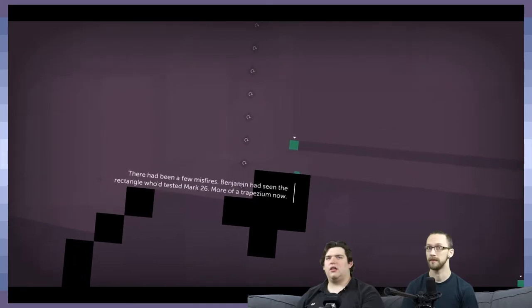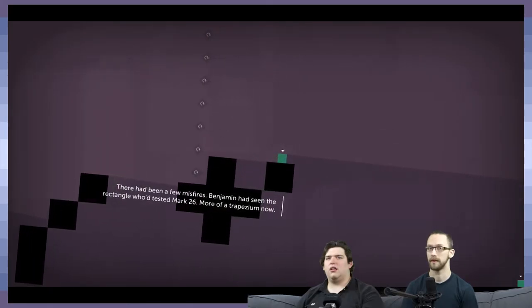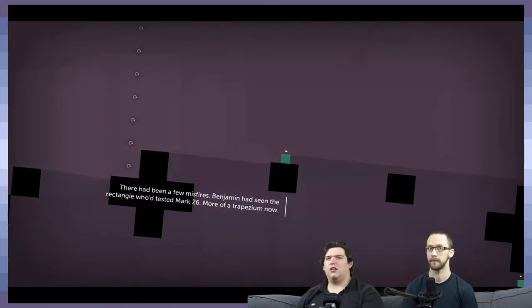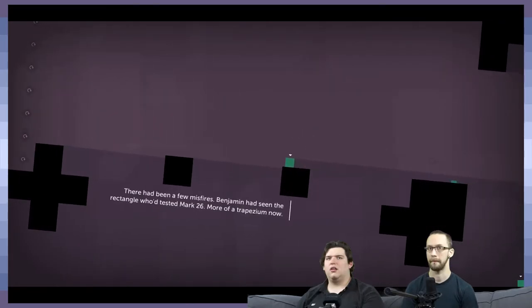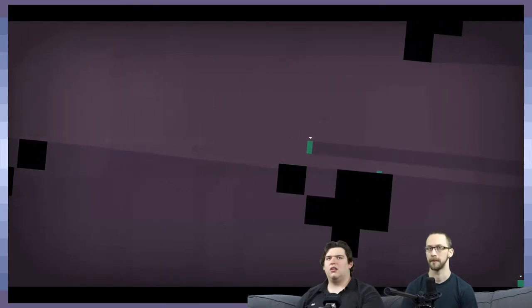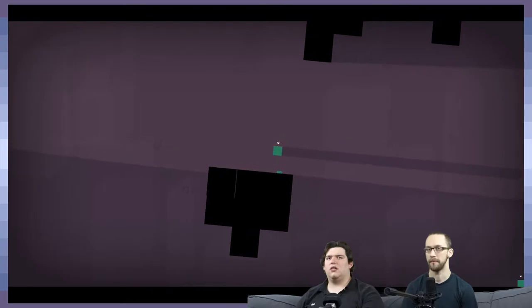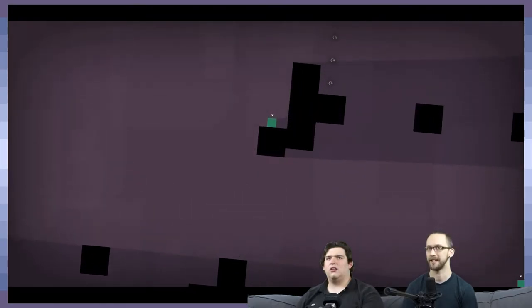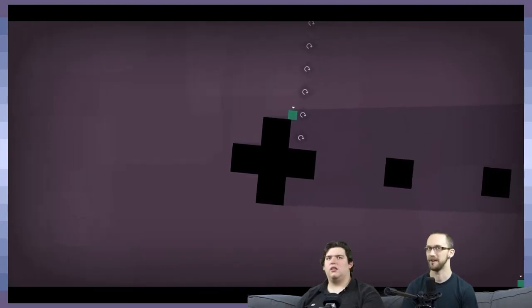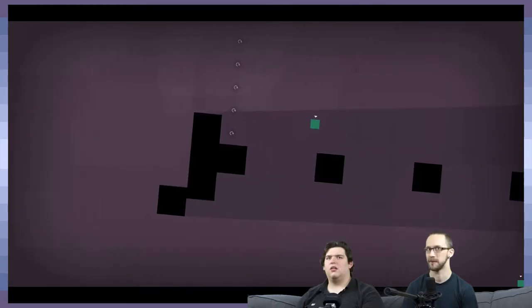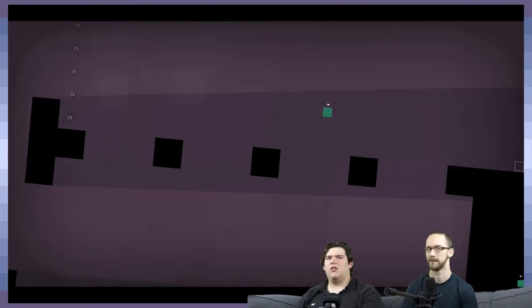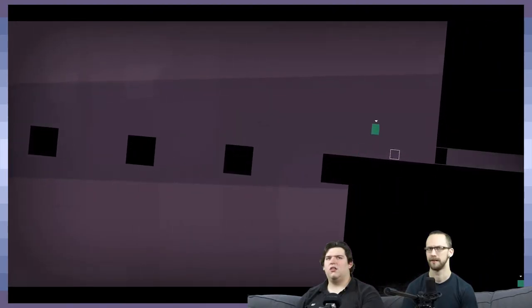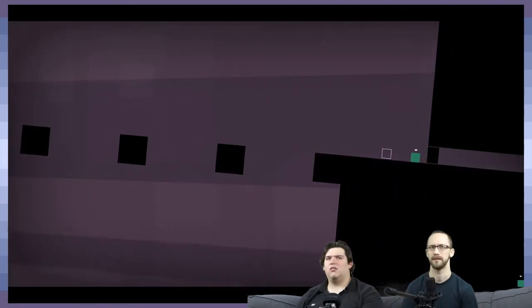Oh! There have been a few misfires. Benjamin had seen the rectangle who tested Mark 26. More of a trapezium now. I remember Laura at one point did talk about the friends that abandoned her. Yeah. I wonder if these two are those two squares. I don't know. That's a little weird.